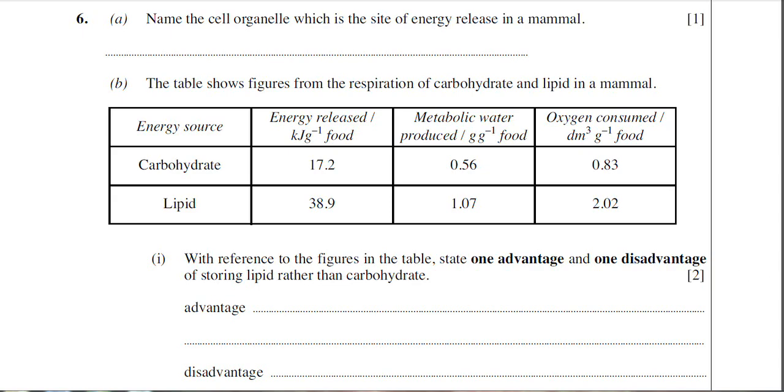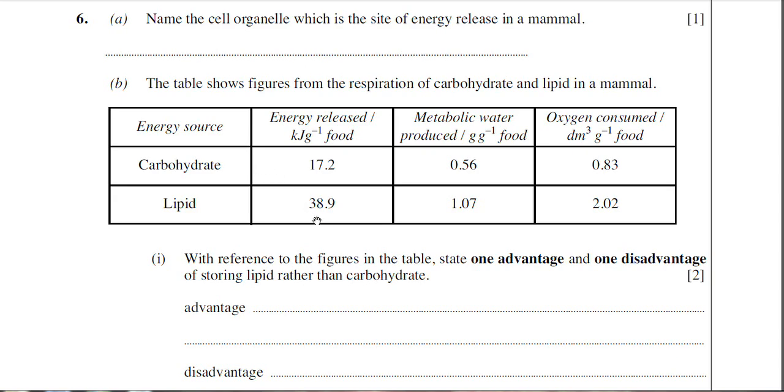This is question six now from the June 2010 BY1 paper. This question's all about biological molecules, really, in particular lipids and carbohydrates. So the question starts off with a simple one-word answer. Name the cell organelle which is the site of energy release in a mammal. That's the mitochondrion. Simple as that.